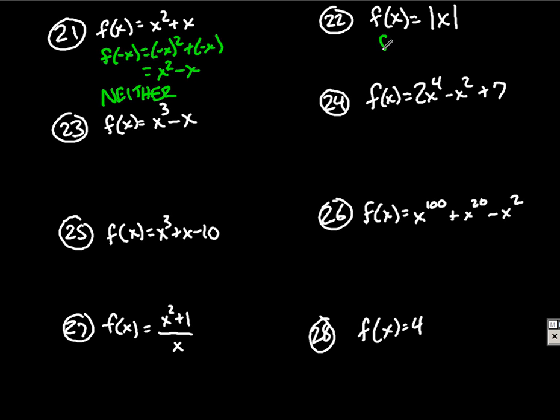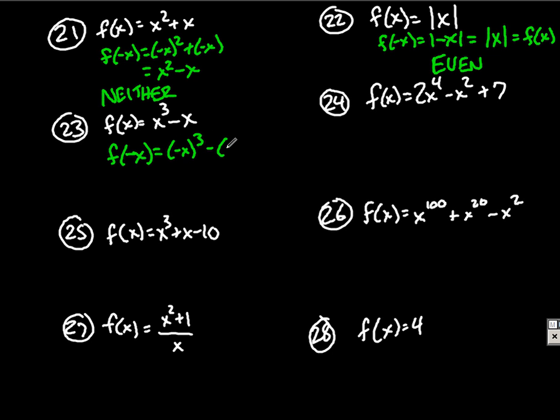This one here, if I do f of negative x, will give me the absolute value of negative x. Well, absolute value is going to make everything positive. So this is going to be whatever the absolute value of x was anyway, and that is exactly what f of x was. So when it's the exact same thing, we say it's an even function. 23, if I do f of negative x, I get negative x cubed minus negative x. When I simplify that, that's the same as negative x cubed plus x, which is the opposite of my original function. That makes this an odd function.